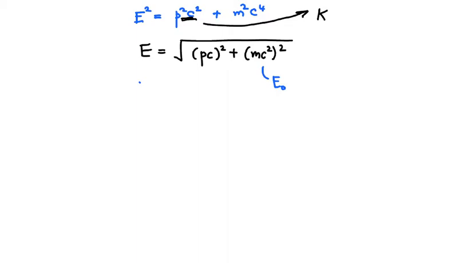Now this equation can also be written as E equals the square root of (pc) squared plus (mc²) squared. In the special case when the velocity of a body or particle reaches or approaches the speed of light, which is the case in high energy accelerators, the kinetic energy will be much greater than the rest mass energy. In that case, the total energy E can be written as approximately equal to pc, which is the extreme relativistic approximation.